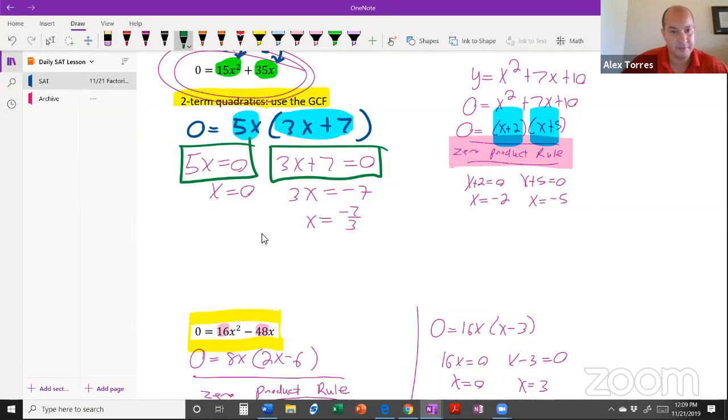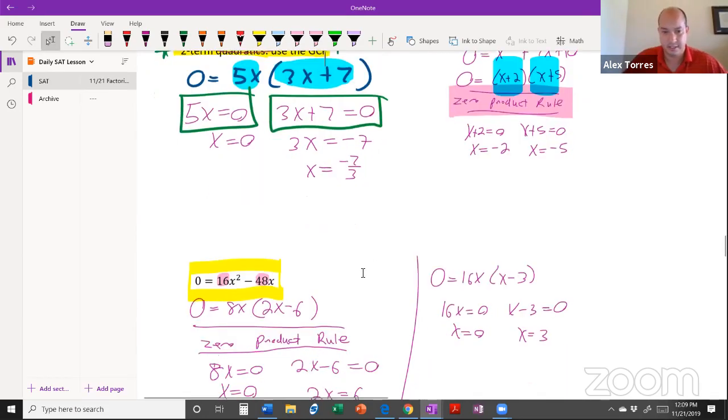So like I said, if you have a 2-term quadratic, you're using the GCF to solve that, the greatest common factor. So there are a ton of situations where, if you remember what to do, you're better off than your competitors on the SAT.